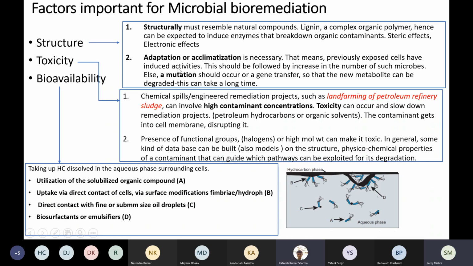And number two, ma'am, yeah, go on. Ma'am, lignin is like a complex polymer. So polymers can also induce enzymes? Like enzymes are induced by small molecules, prosthetic groups, and there are small molecules too.